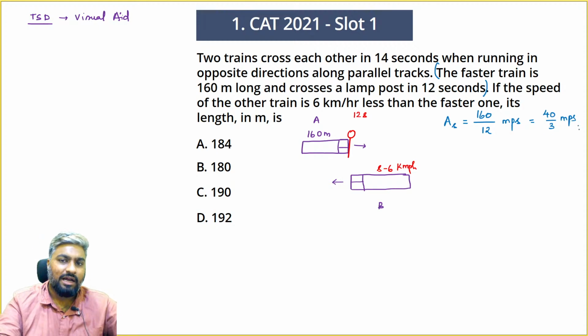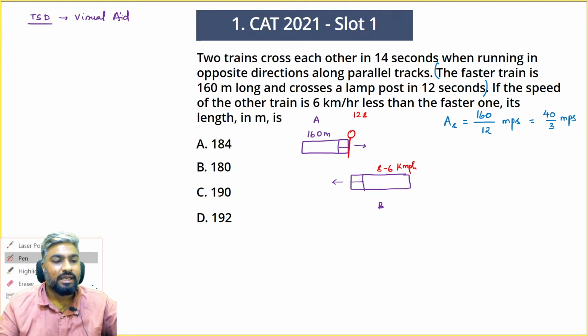If you want, you can convert this to kilometers per hour, because then we have to reduce 6. But my recommendation, keep it in meters per second, because it will be easy for us to find out the length also. Correct. So we're going to keep this in meters per second. What are we going to do now? We're going to look at train B now.